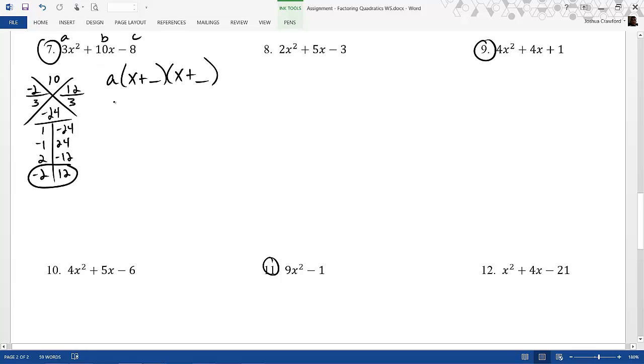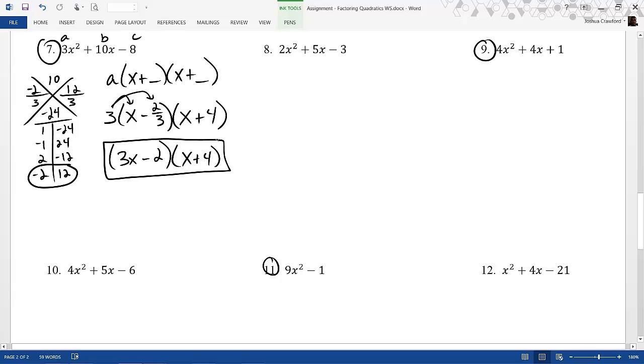A, which is 3, and then your first fraction is going to be x plus negative 2/3. Doesn't reduce, but it's a negative, so it'll be x minus 2/3. And then your second fraction goes into your second binomial, so x plus 12 over 3 reduces to 4. We have one fraction, so distribute your coefficient into that binomial. So 3 times x is 3x. 3 times 2 divided by 3 is just 2, and then x plus 4. Donezo.